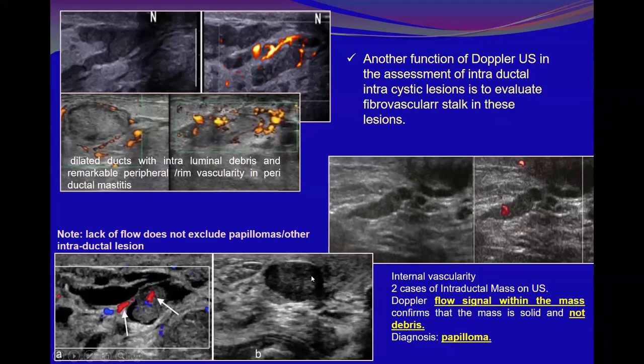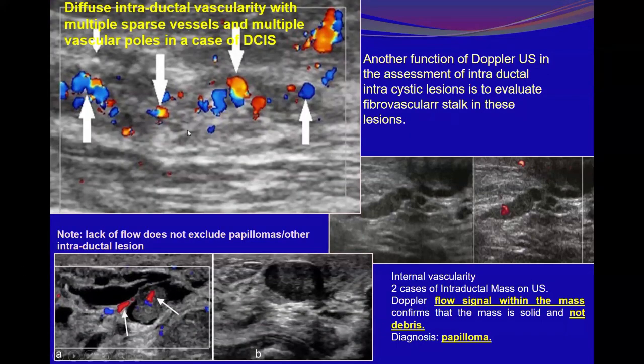While in these two examples here, we can see vascularity within the soft tissue component inside the duct, okay, that confirms the intraductal component is soft tissue rather than debris, in a case of papillomas. However, lack of flow does not exclude papillomas or other intraductal lesions. As always saying, presence of Doppler signals is helpful. Absence of Doppler is not useful.